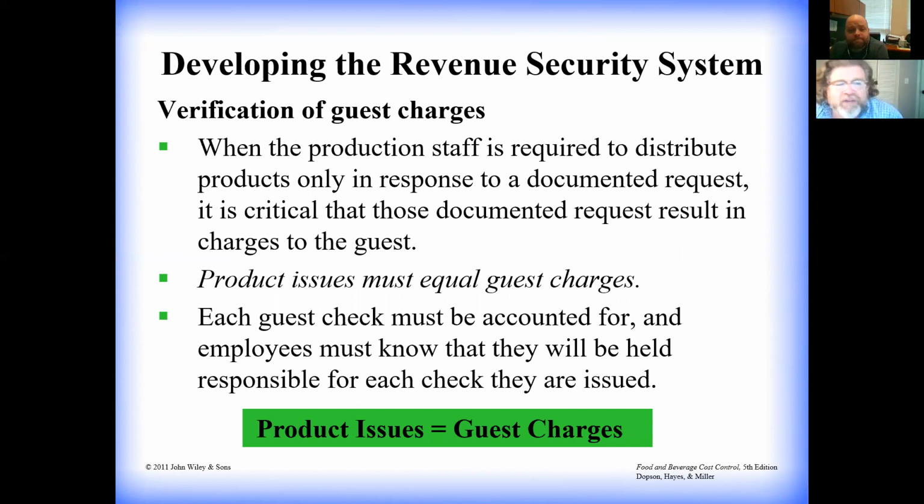And then the next one is that things that go from the storeroom to the kitchen should equal what the guests have been charged. So for every hamburger that goes from the storeroom to the kitchen, there better be a check where it goes out to a guest. Exactly.